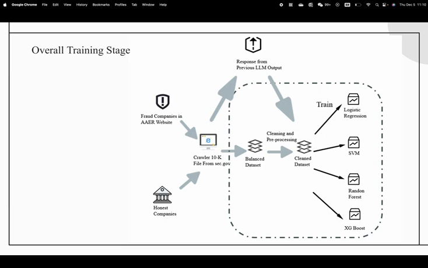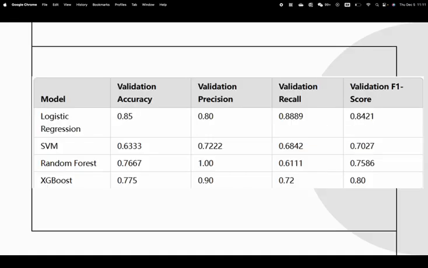So this is the flow chart for our overall training stage. We first identified fraudulent companies from the AAER website, and then we also gathered 10K forms from large honest companies as our non-fraudulent reports. Then we combined all of the reports together, and we sent them as input to our LLM model, and we grabbed the output from our model. Then we merge everything together after cleaning and pre-processing. We get our balanced as well as clean data set. And after all of these steps, we train it with our 4 models, including logistic regression, SVM, random forest, as well as XGBoost. So this is the final performance metrics that we got from our models.